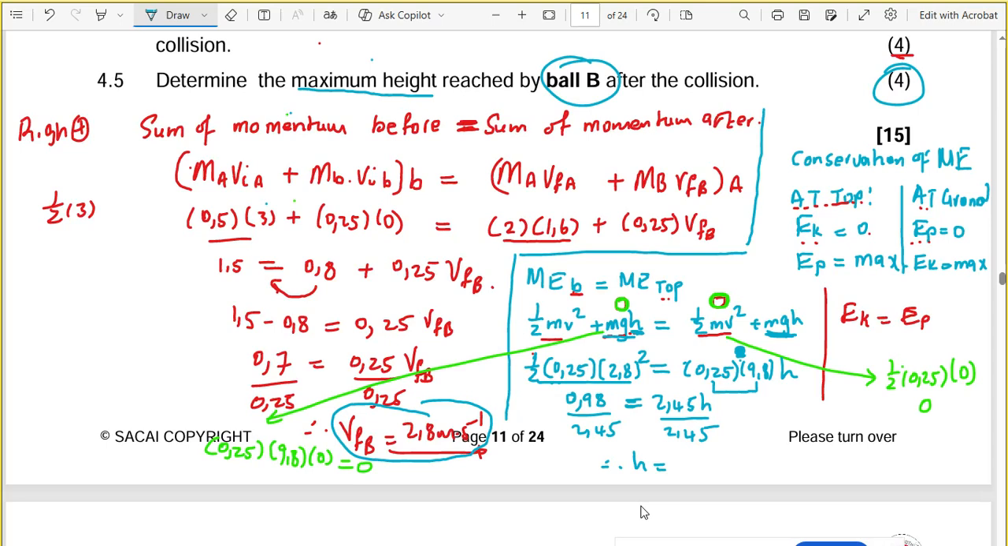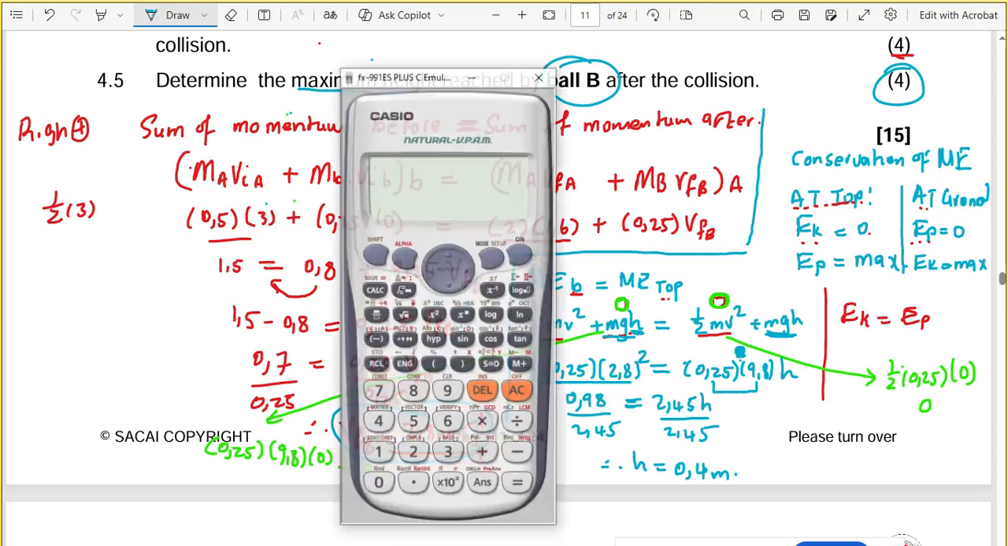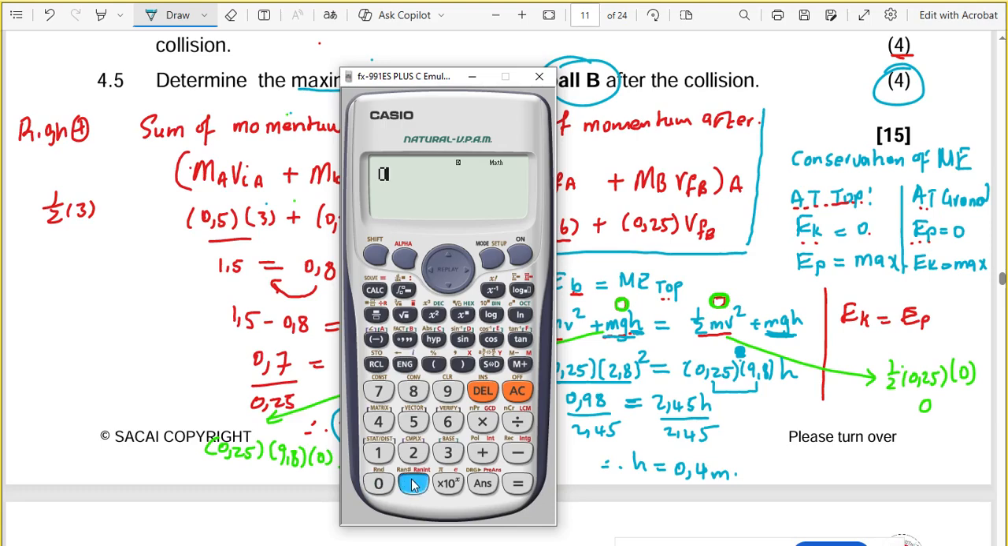2.45. Your answer is 0.4. Okay, so the height is going to be 0.4 meters. If that's what you get, 0.98 divided by 2.45, 0.4, right? Yes. Meter. Okay, I just want to confirm this quickly. 0.98 divided by 2.45 is 0.4, 100%. Thank you very much.